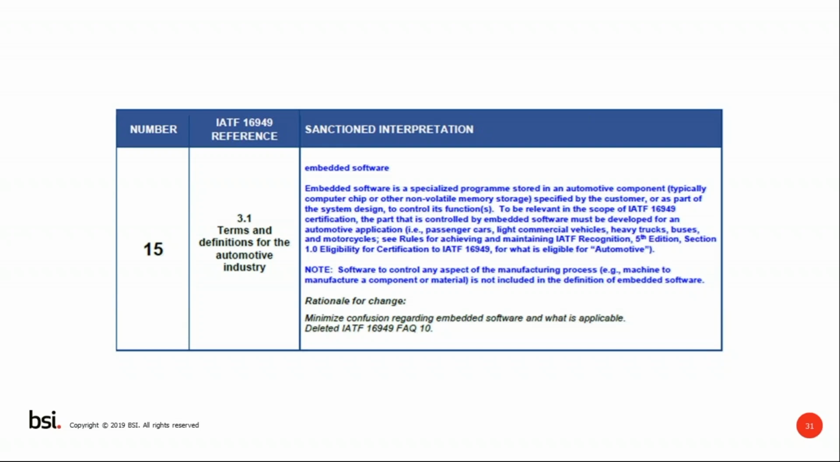To be relevant in the scope of IATF 16949 certification, the part controlled by embedded software must be developed for an automotive application, i.e. passenger cars, light commercial vehicles, heavy trucks, buses and motorcycles. Software to control any aspect of the manufacturing process, e.g. a machine to manufacture a component or material, is not included in the definition of embedded software. I think that's quite clear and answers many of the questions that IATF were being asked about the definition of embedded software.